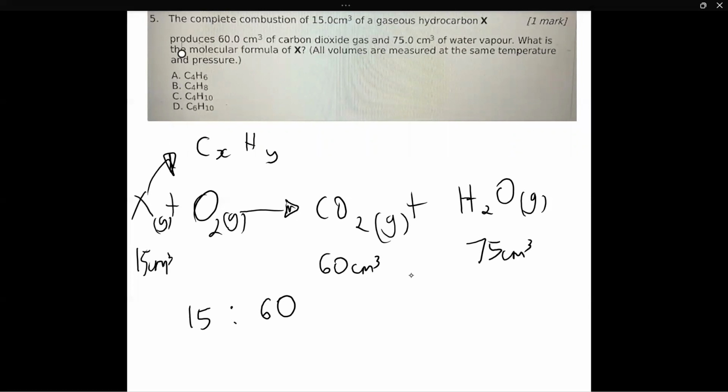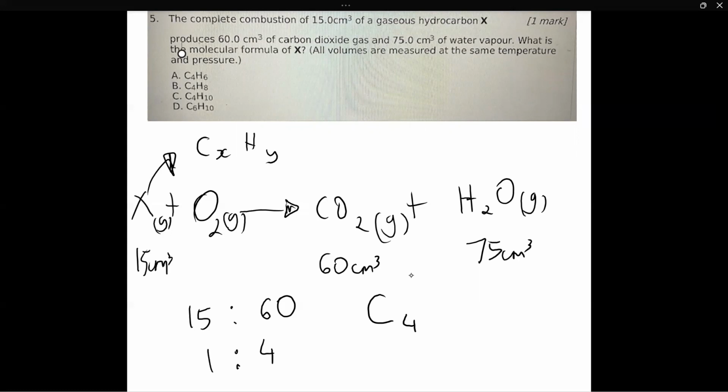So 15 centimeters cubed of the hydrocarbon produces 60 centimeters cubed of carbon dioxide. So that is a 1:4 ratio. So you can think for every 1 mole of hydrocarbon that you burn, you are creating 4 moles of carbon dioxide, if you take it that way. That's not accurate, but it's just a way of visualizing it, right? So you can technically make it like C4.